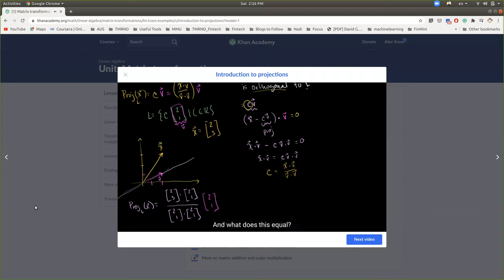And what does this equal? When you take these two dotted with each other, you have 2 times 2 plus 3 times 1. So 4 plus 3, so you get 7. This all simplified to 7. And then this, you get 2 times 2 plus 1 times 1. So 4 plus 1 is 5. So you get 7 fifths. That was a very fast simplification. You might have been daunted by this strange-looking expression, but when you take dot products, they tend to simplify very quickly.